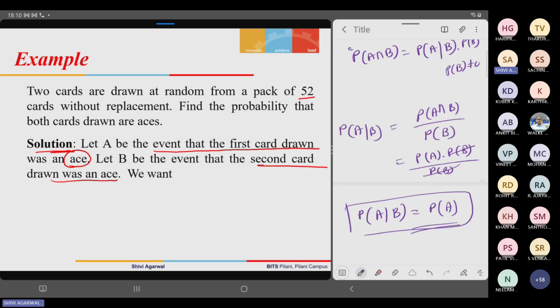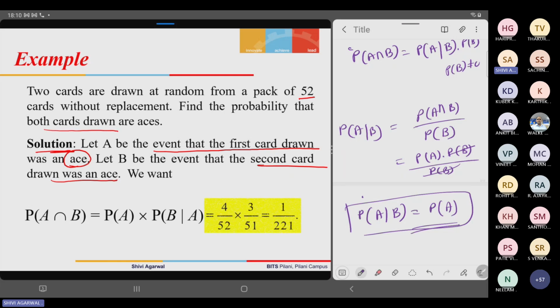drawn. Okay, so now we have a reduced sample space, and accordingly we have to find out the different probability. So probability of A intersection B can be written as probability of A multiplied by probability of B given A. We are saying that both cards drawn are Aces here. So probability of A: there are 4 Aces and a total pack of 52.